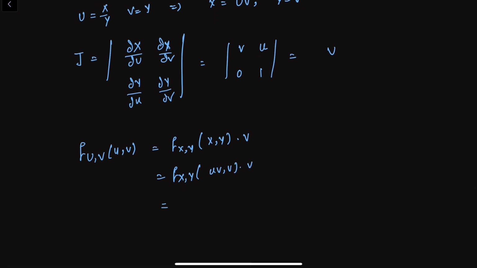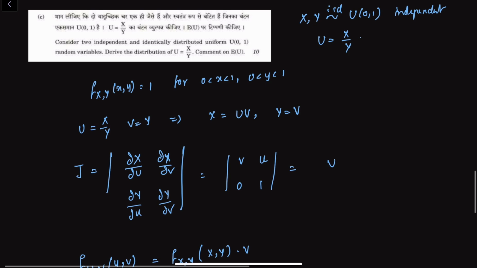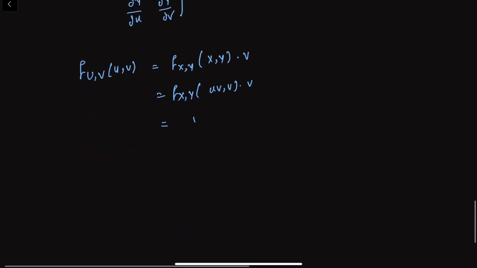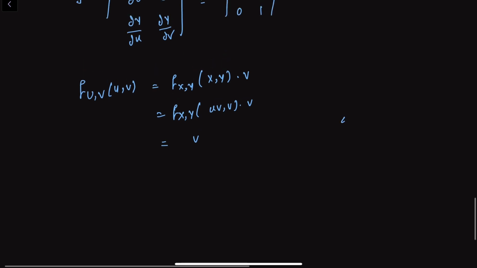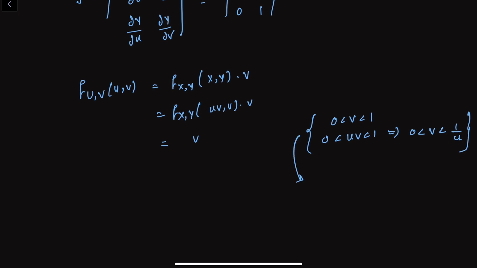And we know the joint PDF is nothing but 1 on this unit square, 0 less than x less than 1 and 0 less than y less than 1. So basically this is nothing but V. Now the region is 0 less than V less than 1 and 0 less than UV less than 1. Now for U greater than 0, this means 0 less than V less than 1 by U. So if we take the intersection of these two regions, that is nothing but 0 less than V less than the minimum of 1 comma 1 by U.